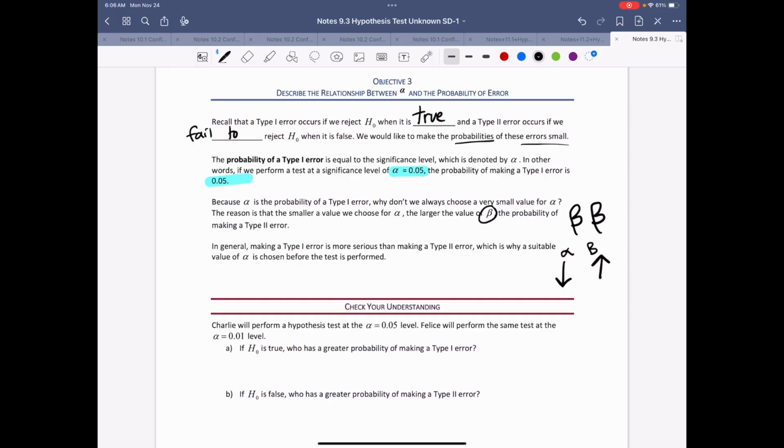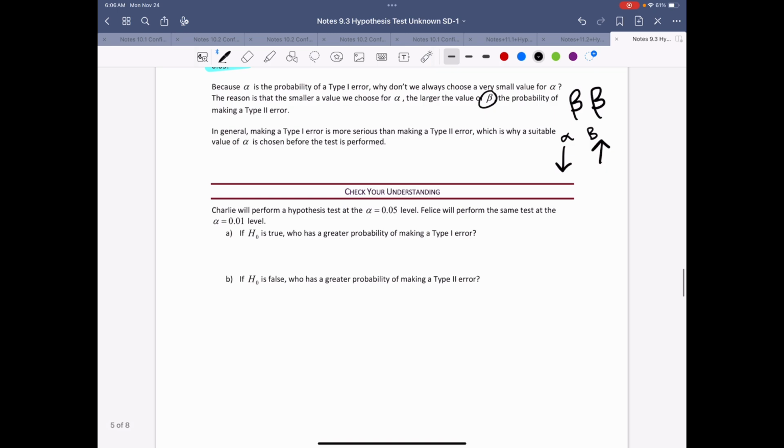All right, so looking at this problem, Charlie will perform a hypothesis test at 0.05 alpha level. Felice will perform the same test at the 0.01 level. So Charlie has a 5% chance of a type 1 error. Felice has a 1% chance. Now, if you look at this, it says if H0 is true. The only reason it's telling you that is because H0 has to be true to make a type 1 error. That really doesn't matter for this problem. It says who has a greater probability of making a type 1 error, and that is Charlie, because he has a 5% chance.